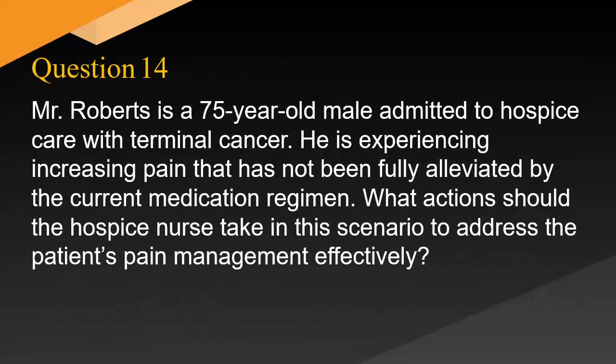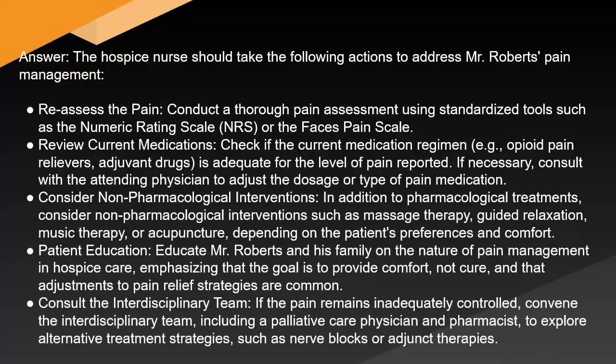Mr. Roberts is a 75-year-old male admitted to hospice care with terminal cancer. He is experiencing increasing pain that has not been fully alleviated by the current medication regimen. What actions should the hospice nurse take in this scenario to address the patient's pain management effectively? Answer. The hospice nurse should take the following actions to address Mr. Roberts' pain management. Reassess the pain.